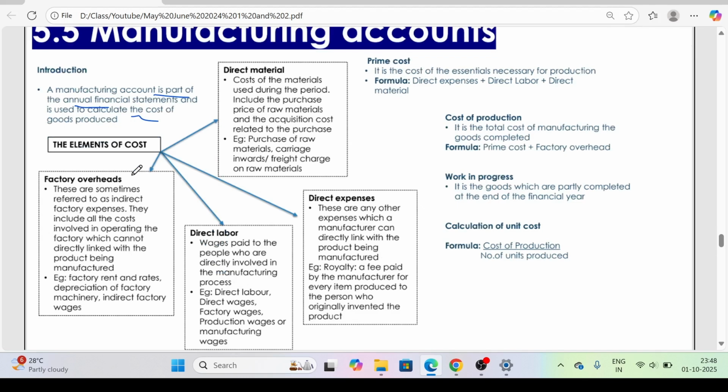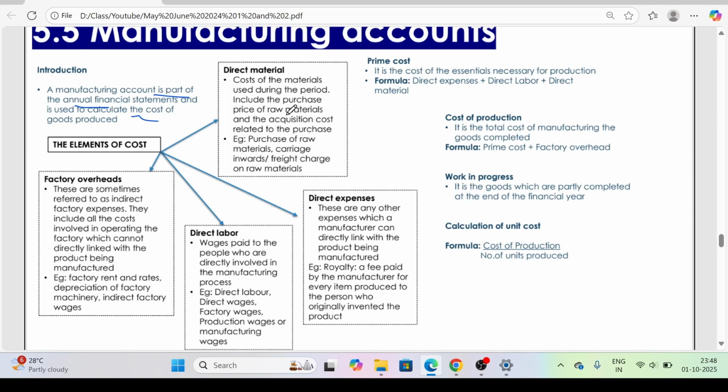First one will be direct material. So cost of the material used during the period and include the purchase price of raw materials and the acquisition cost related to the purchase. Example, purchase of raw material, carriage inward, freight charges on raw material. So direct material includes all these points.